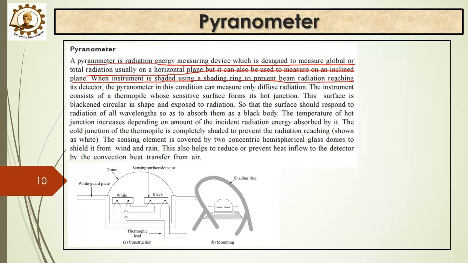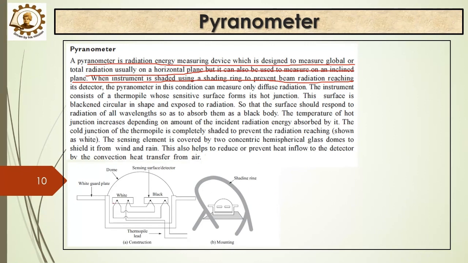A thermopile is a series of thermocouples whose sensitive surfaces form the hot junction. This surface is black and circular in shape and exposed to the radiation, so that the surface responds to the radiation of all wavelengths and absorbs it as a black body. The temperature of the hot junction increases depending upon the incident radiation absorbed by it, and the cold junction of the thermopile is completely shaded to prevent the radiation reaching it. So it is shown as a white color and black color.